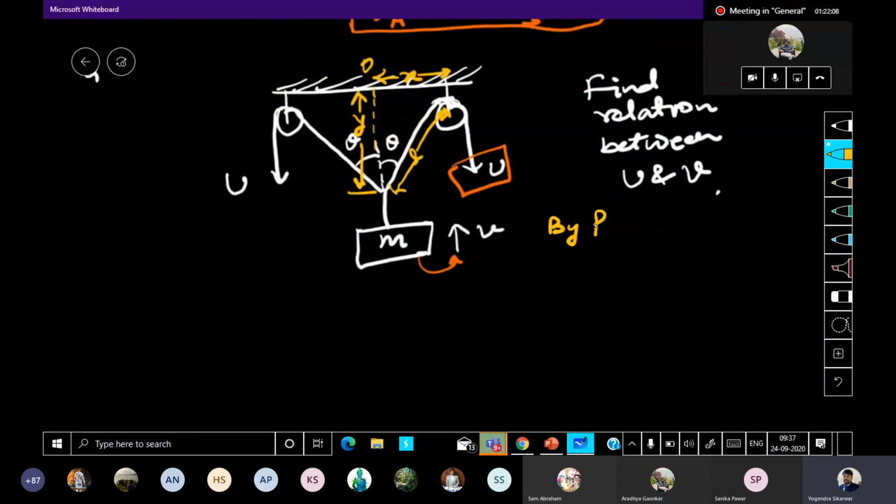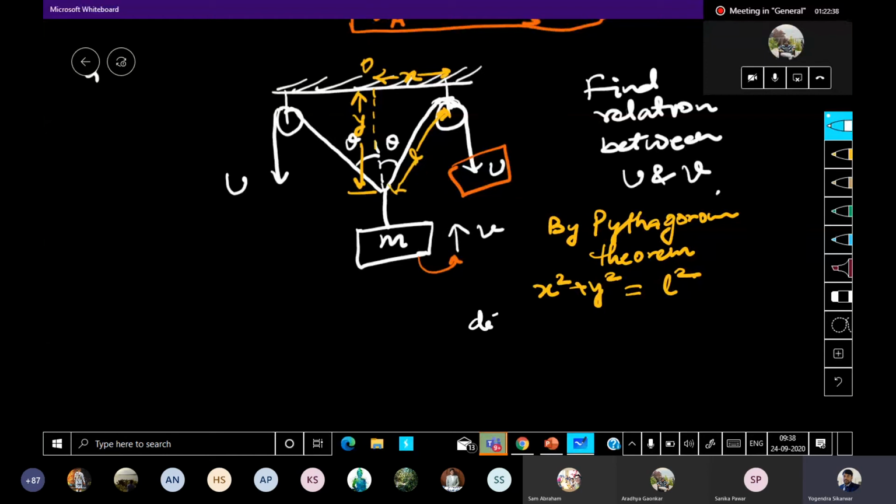So what we can write is x square plus y square is equal to L square. All right. Differentiating with respect to time. Everyone, please pay attention to this step.